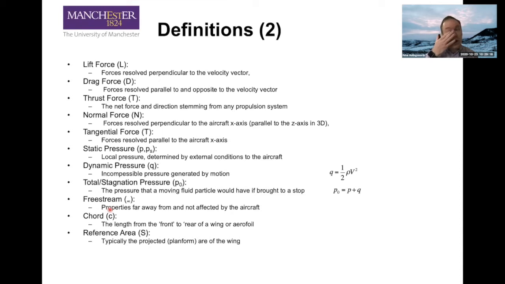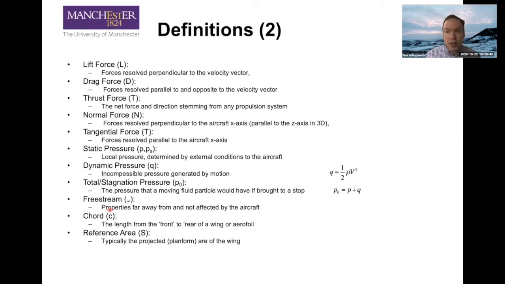Then we have things called chord and reference area, and these are non-dimensionalized things. They are relative to the aircraft. It is up to you to choose them, but in general, for fixed wing aircraft, the chord is the length of the mean aerodynamic chord of the wing. So it's from the leading edge to the trailing edge. For your glider, our wings are relatively constant chord, so it is just that geometric chord.